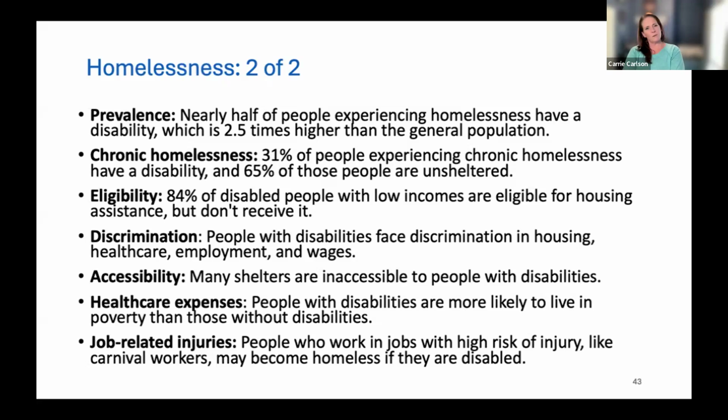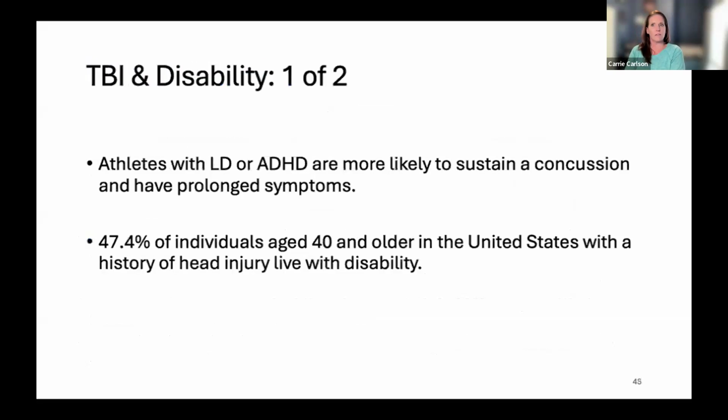And job-related, I don't know why those are in there, I'm sorry, but job-related injuries, people who work in jobs with a high risk of injury, like carnival workers, may become homeless if they are disabled, right? Because a lot of them don't have, like we have a disability, right? If we get injured on the job and things like that. So that's why I'm assuming on that one that they would become homeless and no job security, right? If they can't travel, there's that.